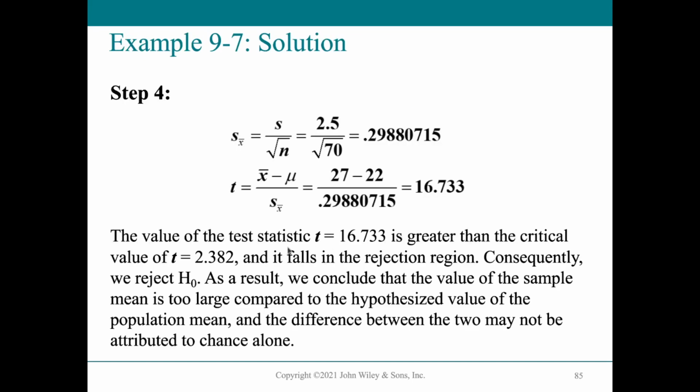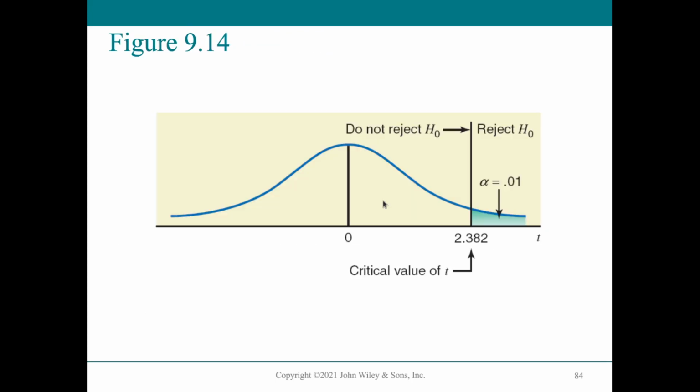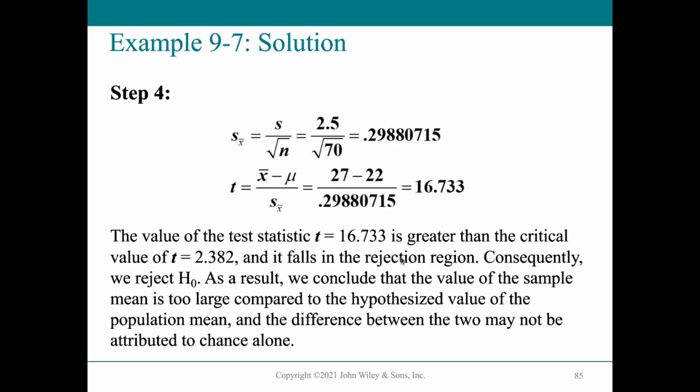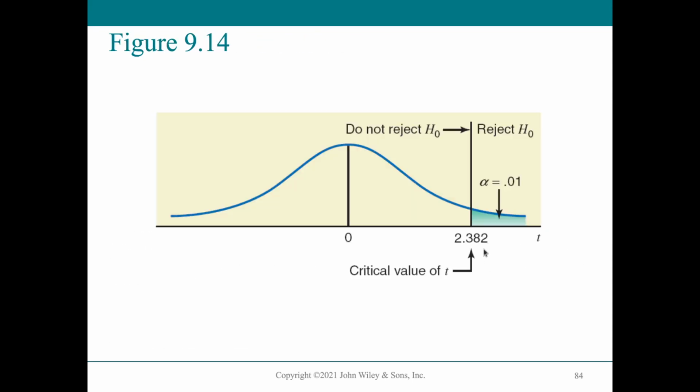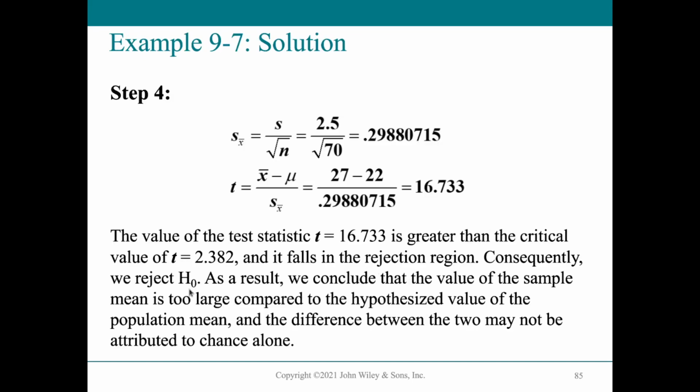So let's find our test statistic. Our test statistic is again found from our sample mean. The sample mean is 27, and we find the difference with the population mean, which is the claim, 22, divided by our normalized sample standard deviation. That gives 16.733. Where is 16.733? It is farther along here, far right in the rejection region. So our test statistic is greater than our critical value of t because it falls in this rejection region. Therefore, we can reject the null hypothesis.